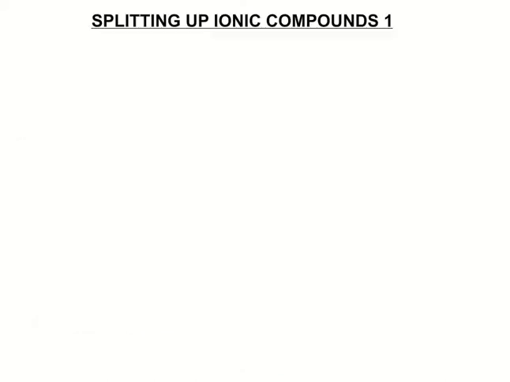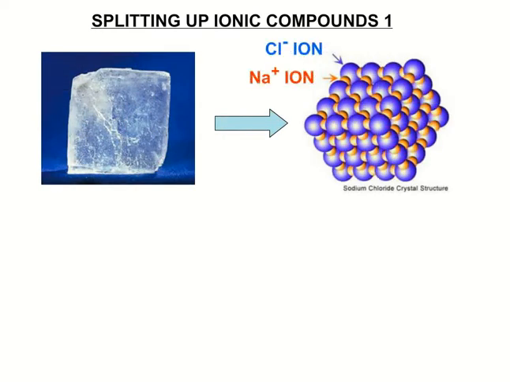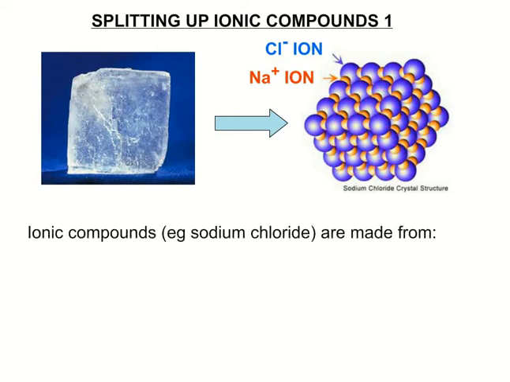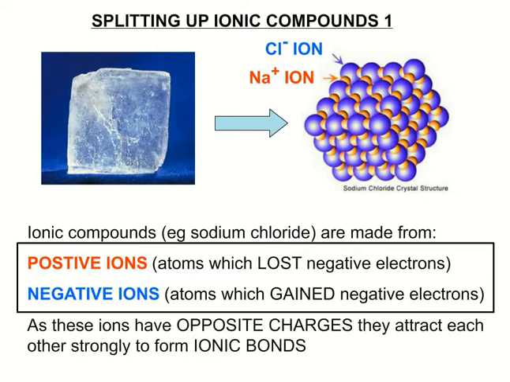For the splitting of ionic compounds, see this ionic compound: sodium chloride, sodium ion, chloride ion. This is the sodium chloride crystal structure. Ionic compounds are made from positive ions, atoms which lost electrons, and negative ions, atoms which gained electrons. As these ions have opposite charges, they attract each other strongly to form ionic bonds.